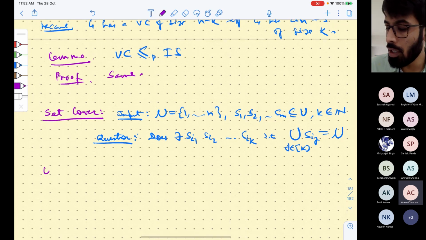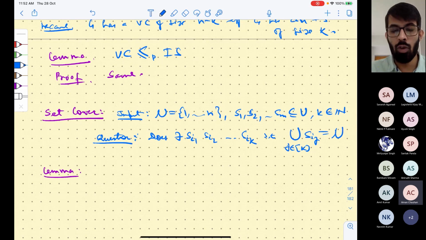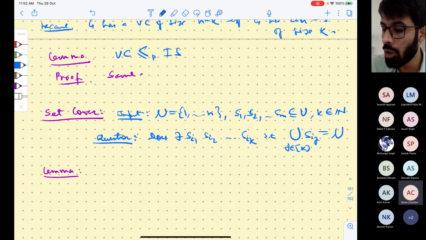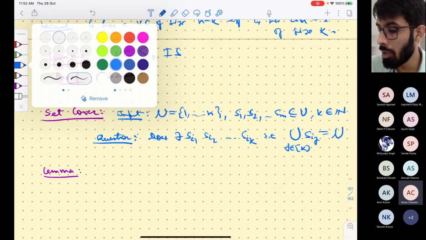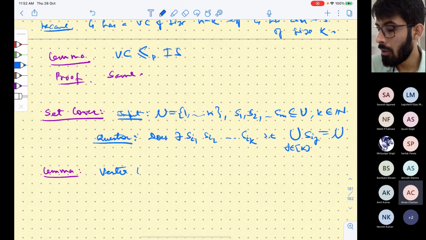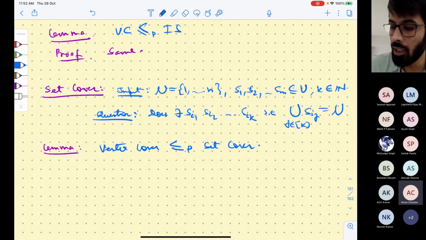This is a covering problem. You want to cover the universe using certain things, and set cover and vertex cover are both sort of covering problems. And you can show that vertex cover reduces to set cover. I would like you to think about it before you look for the proof in the book. This is a very simple reduction.